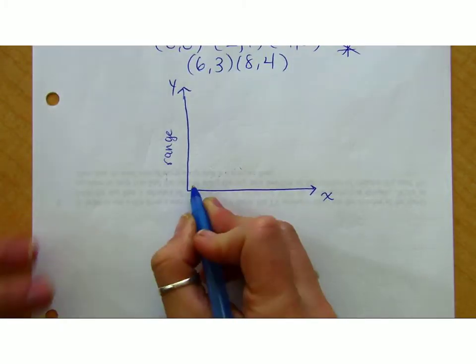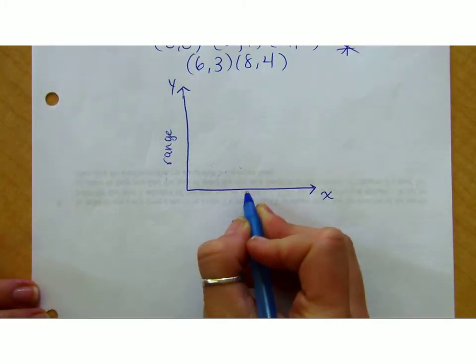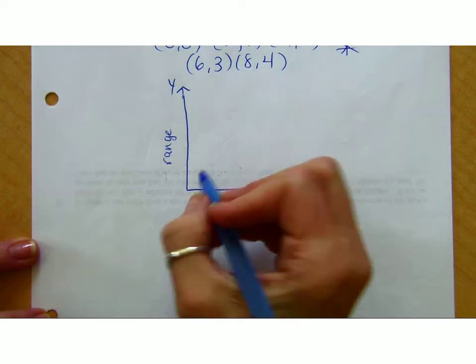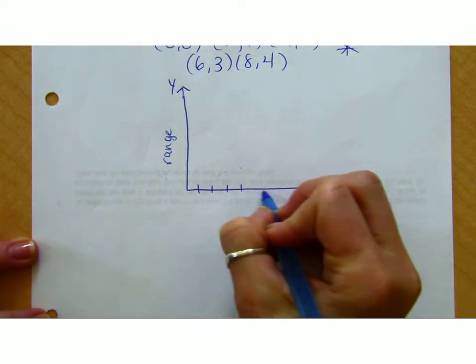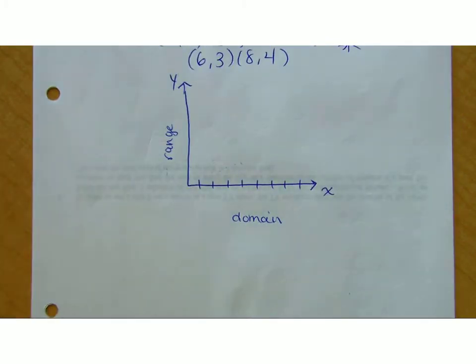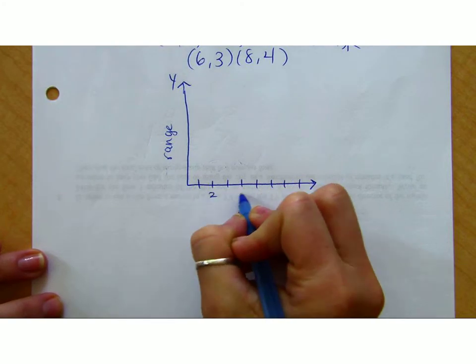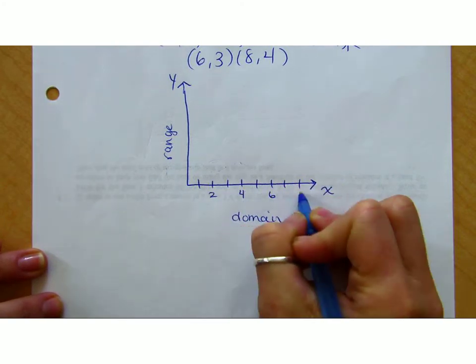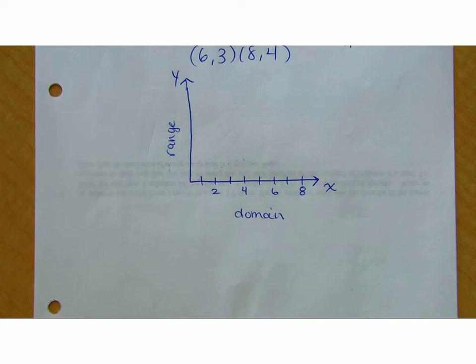Am I going to like bunch them all up next to each other? No, you're going to use the full axis. So 1, 2, 3, 4, 5, 6, 7, 8. And you just have to eyeball it. At this point, you can decide if you're going to put a number on every single one. Sometimes it gets a little crowded. So sometimes it's nice to just put maybe every other one. Okay?